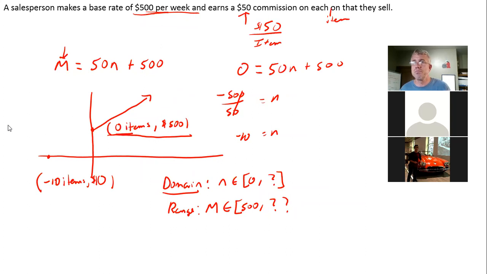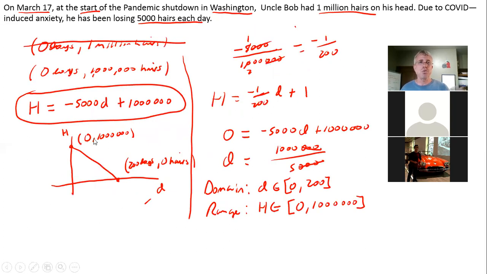Negative items sold means nothing. And then this one, where both intercepts were interpretable, made sense, but also provided the domain and range for the model. I didn't need to go to Google because the intercepts told me the domain and range.